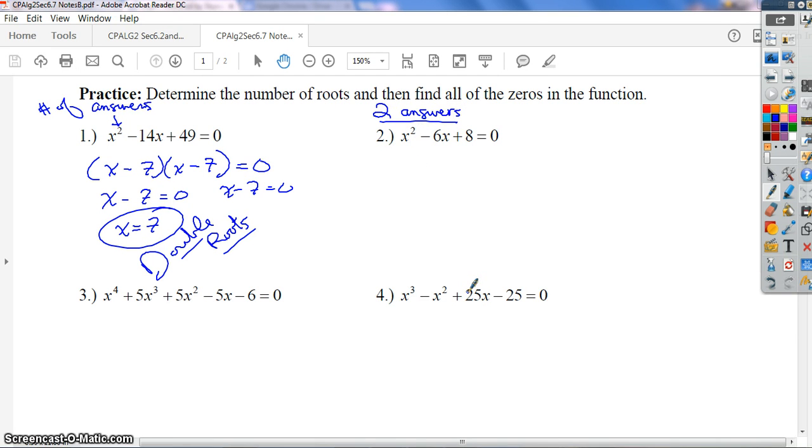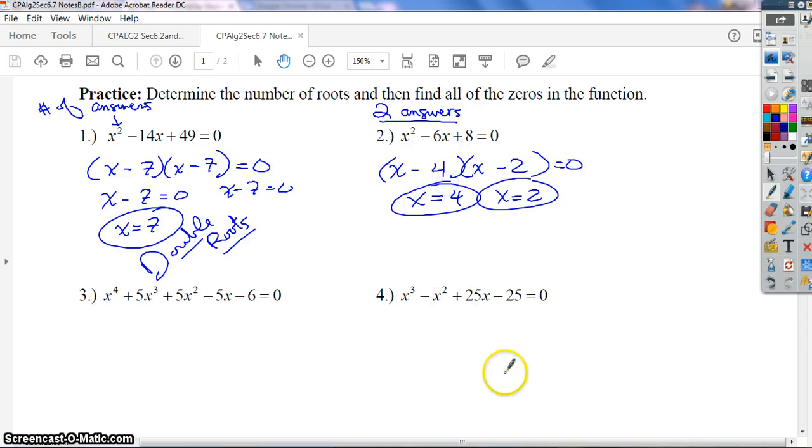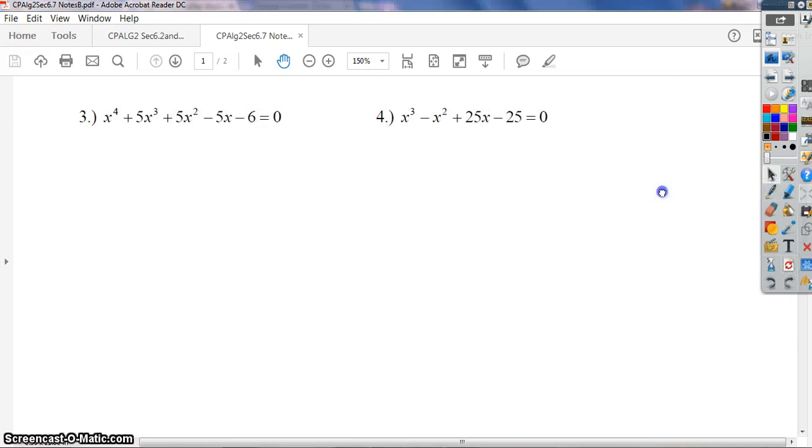because it is the second degree, which makes 2 answers. As far as solving this, it is x minus and x minus. This would be 4 and 2, so our 2 answers would be 4 and positive 2. So we got both real answers, 0 imaginary answers. Now, the harder ones.